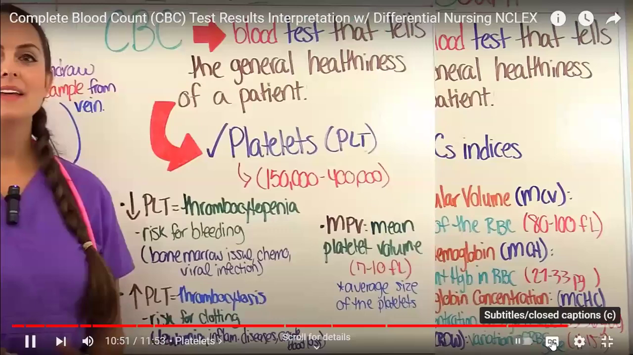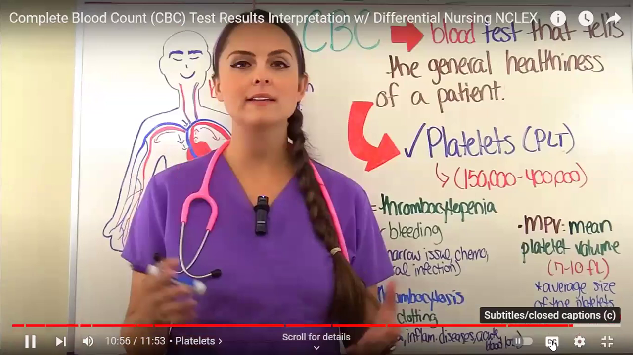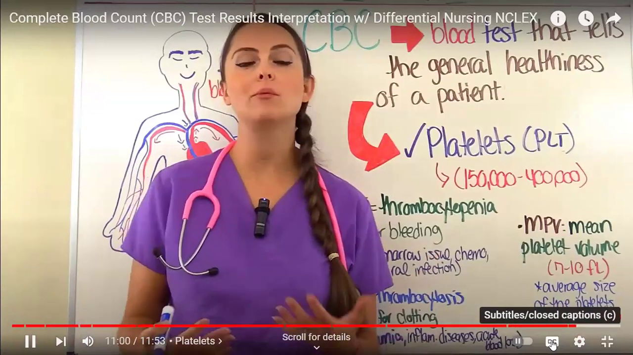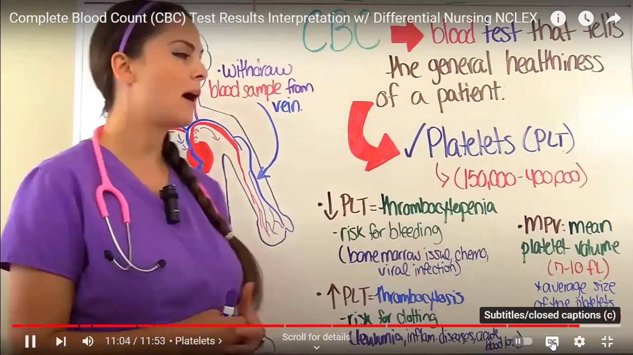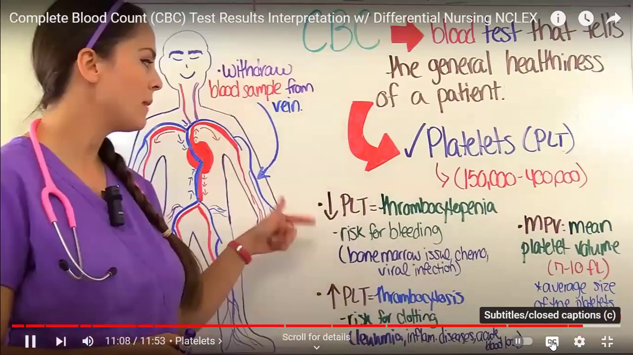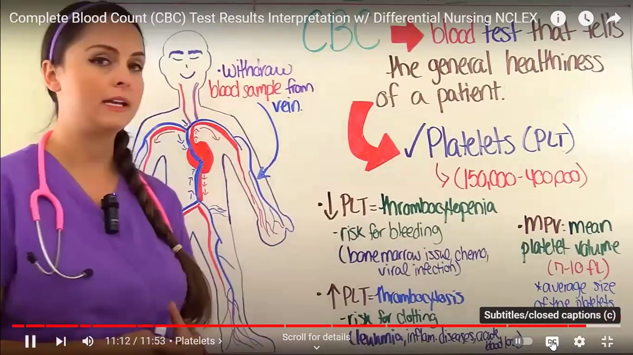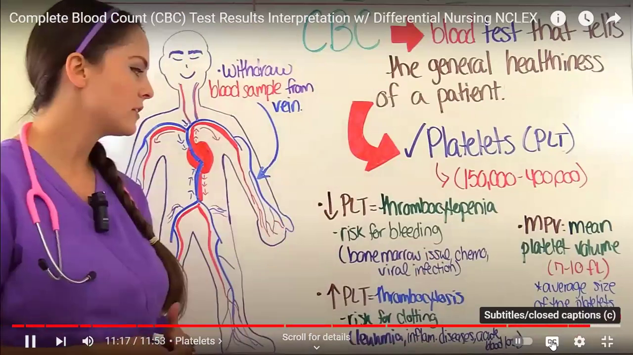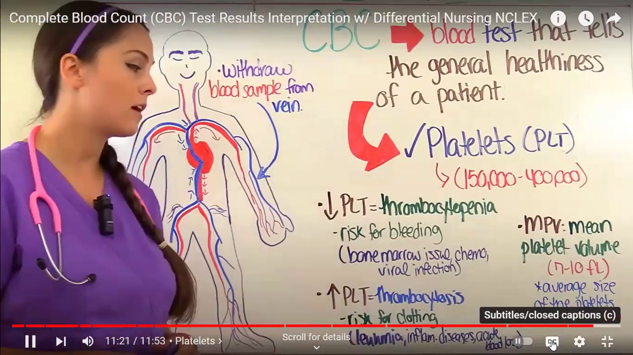And lastly, we have the platelets, which is abbreviated as PLT. And platelets play a huge role in clotting. We need those whenever we're bleeding to stop the bleeding. A normal platelet count is about 150,000 to 400,000. And whenever a patient has a low platelet count, it's termed thrombocytopenia. And whenever a patient has this, they're at risk for bleeding.